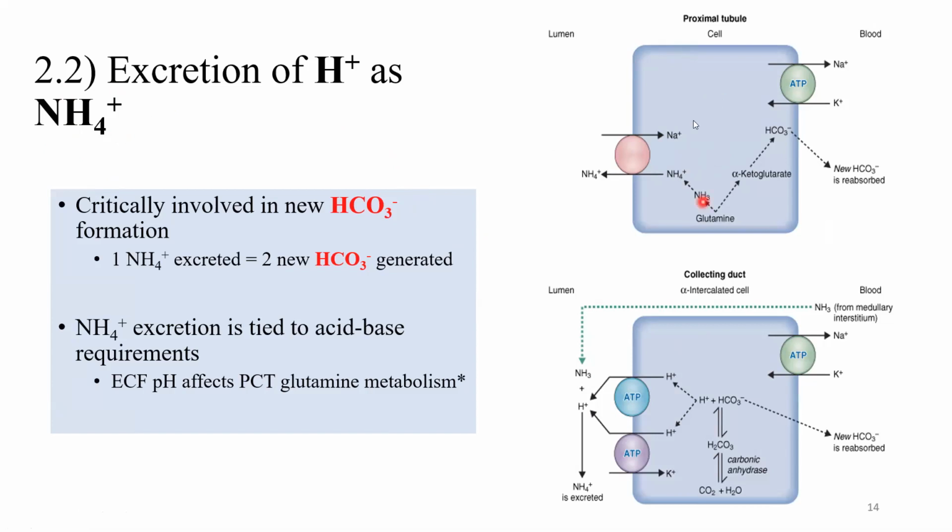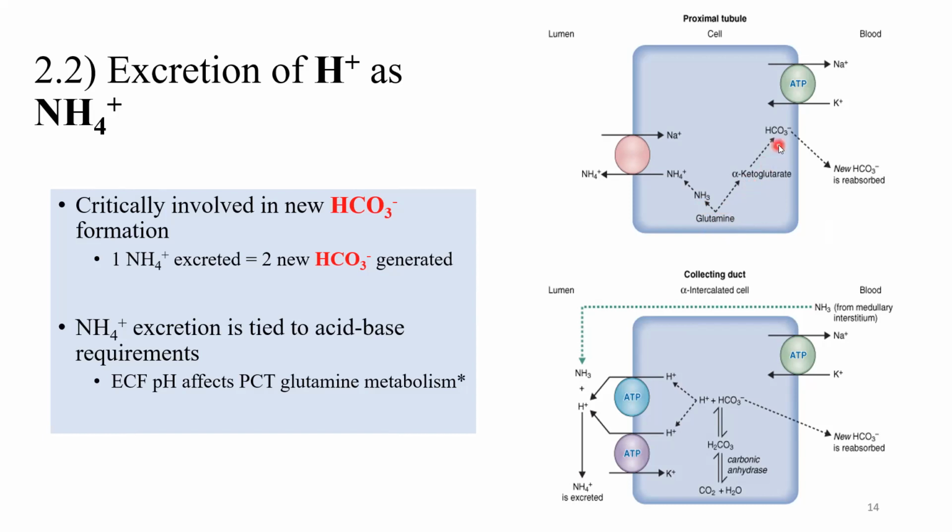And two cells are being shown to you. Let's start from these. Proximal, the PCT, and the alpha intercalated cell. Now I'll just explain what's going on. So PCT, this function of PCT has not been discussed up till now. This is brand new information for you. Glutamine is an amino acid. It dissociates by certain enzymes to form ammonia, the gas, and alpha ketoglutarate.